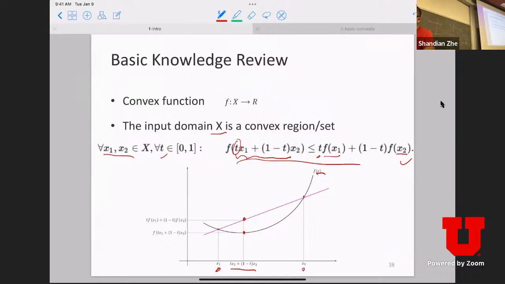If for arbitrary 2 inputs in your domain and arbitrary combination coefficient t, they always satisfy this inequality, then the function is convex. I believe everyone has heard of this definition, so I won't waste more time explaining the idea, unless you have some other question.